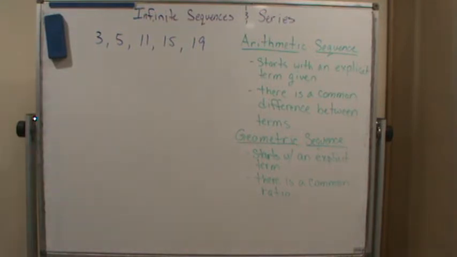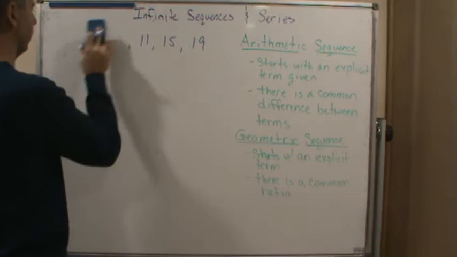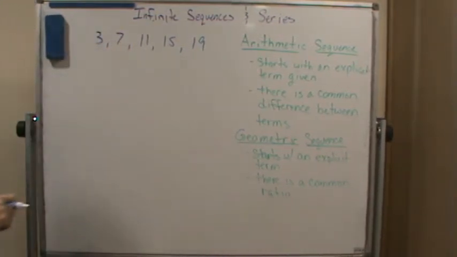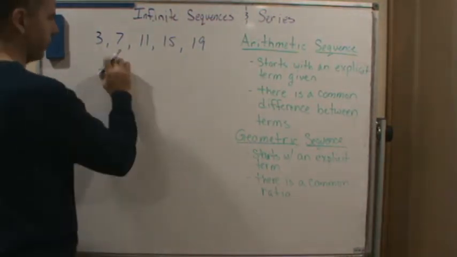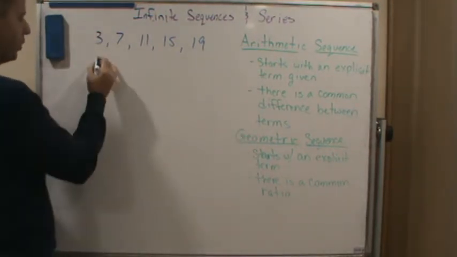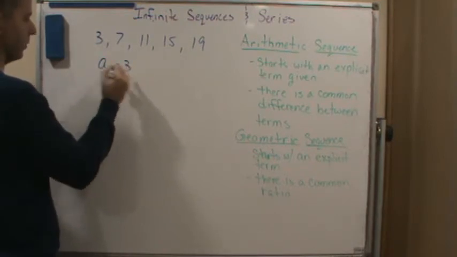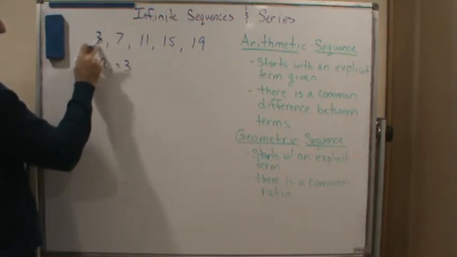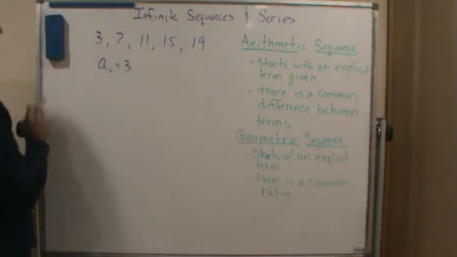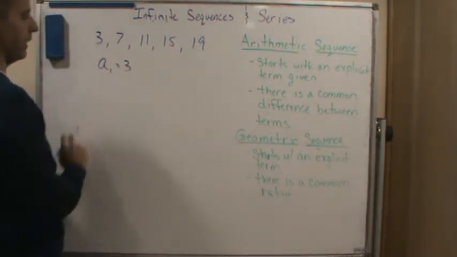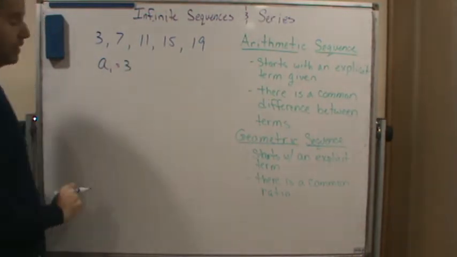Oops, I wrote down this one wrong. Yeah, there we go. Okay, so this is correct. Now if I start with this again, the first one is 3, so a sub 1 is equal to 3. And then what's going on here? If I subtract these two, 7 minus 3, I get 4. 11 minus 7, I get 4. 15 minus 11, 4. 19 minus 15, 4.